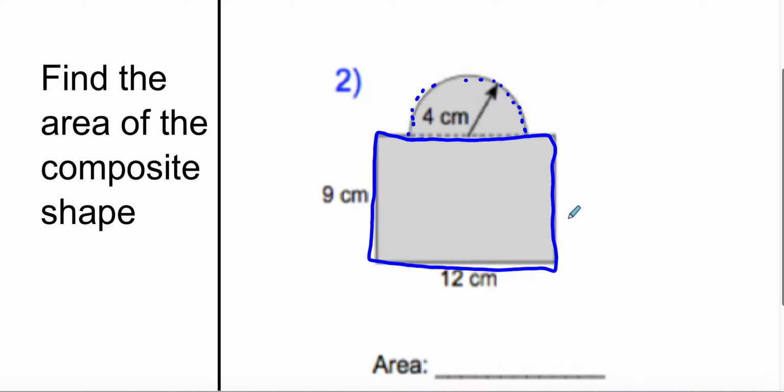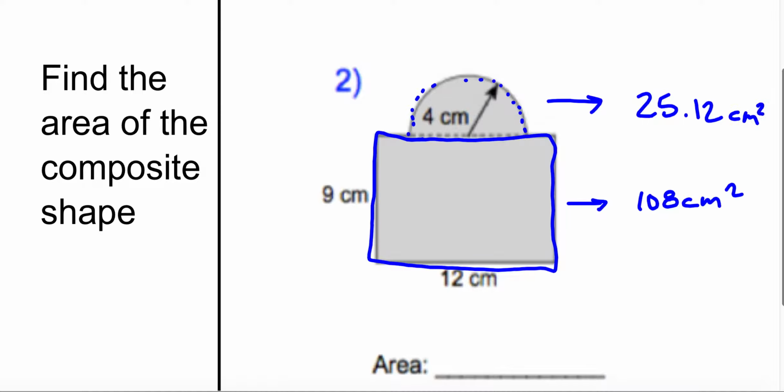So I'm going to find the area of these two different shapes. The area of this one is 108 centimeters squared, and the area of this one is 25.12 centimeters squared. Now I just need to add those two together, and I get 133.12 centimeters squared. Give yourself a nice pat on the back if you got that one right.